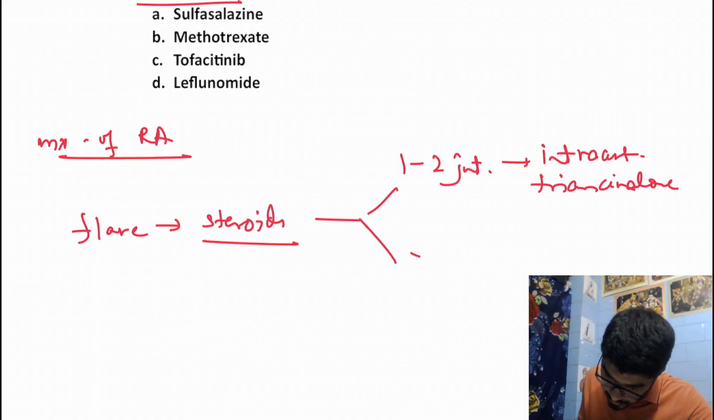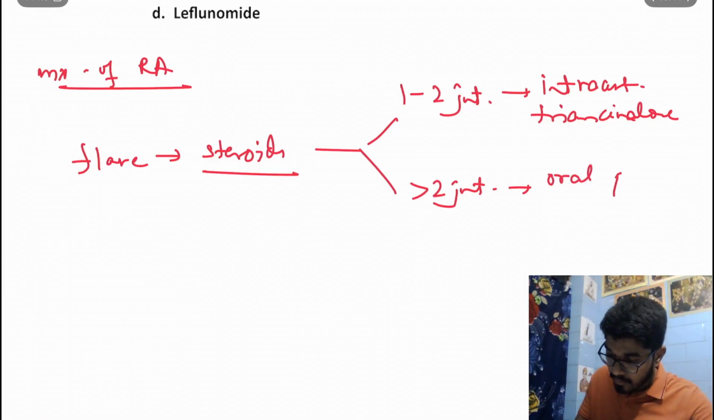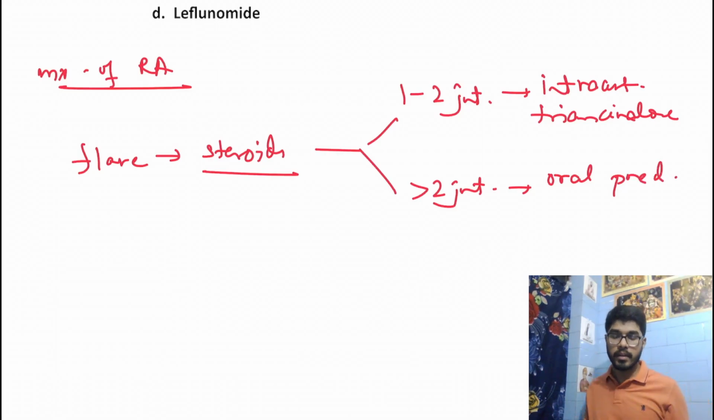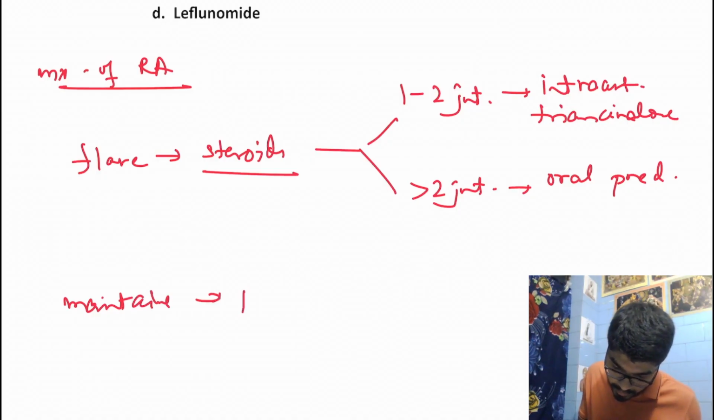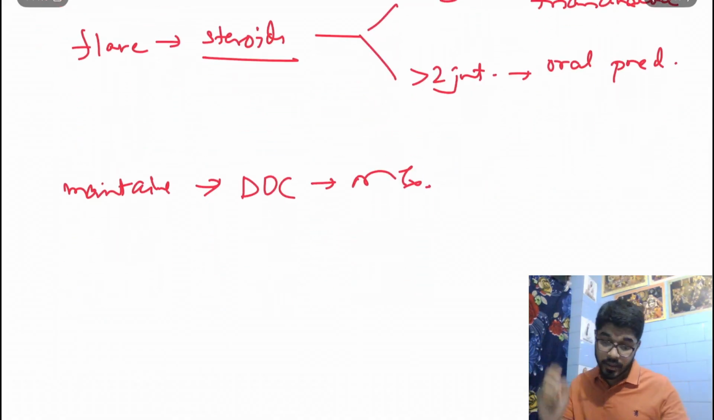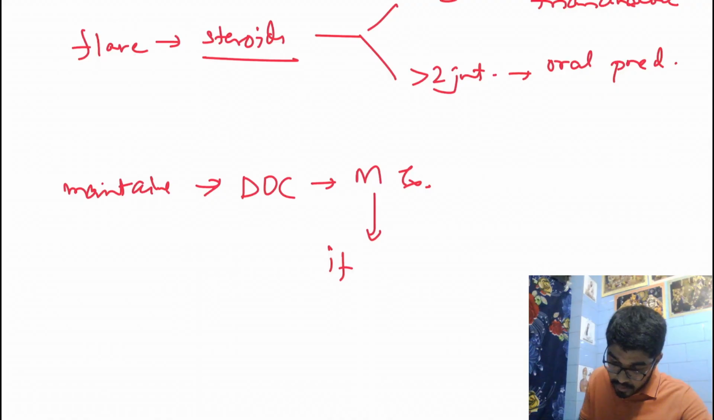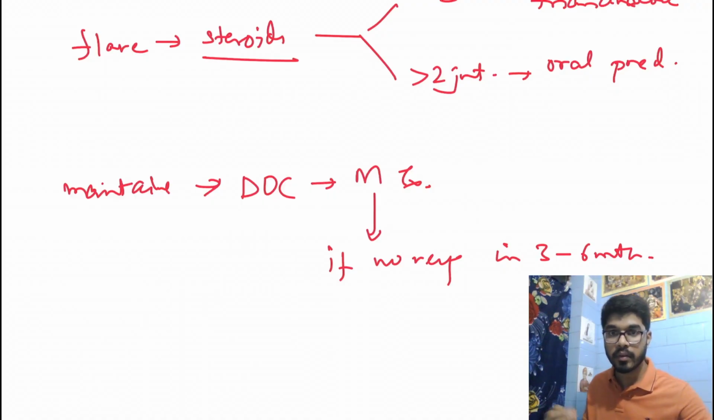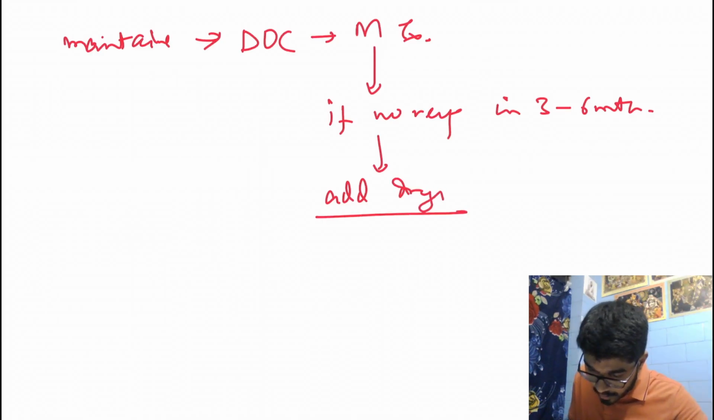But if we get more than 2 joints involved, then we need to use oral prednisolone. But for maintenance, we would use the DMARDs. The drug of choice is methotrexate. If there is no response in 3 to 6 months with methotrexate, then we would add the other DMARDs.